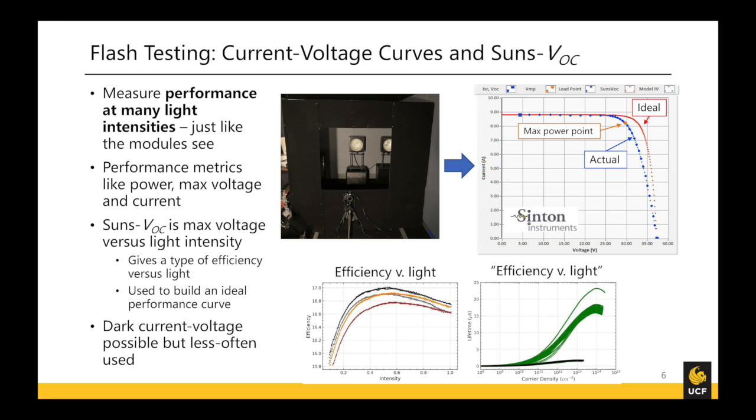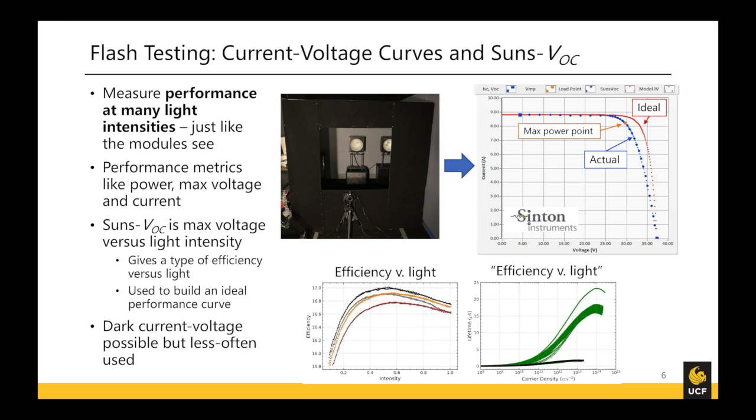But you can also get a sort of ideal IV curve using the Suns-VOC technique. So when we compare this ideal to the actual, we can get some other useful parameters out of it. Particularly how much series resistance is within the module.